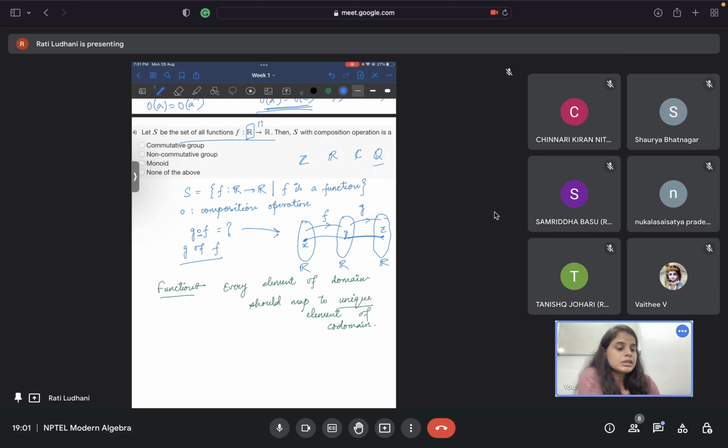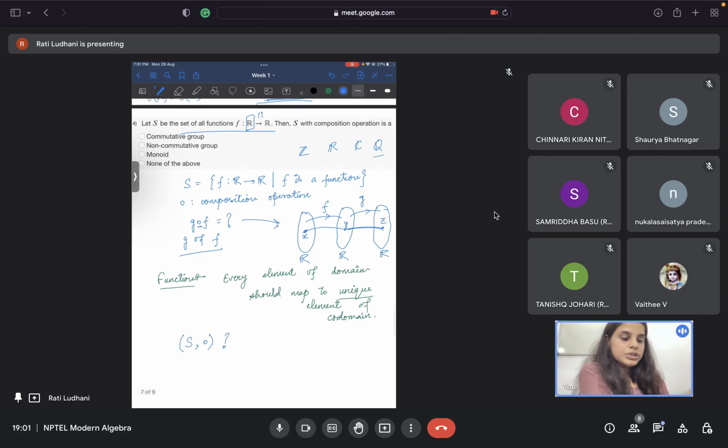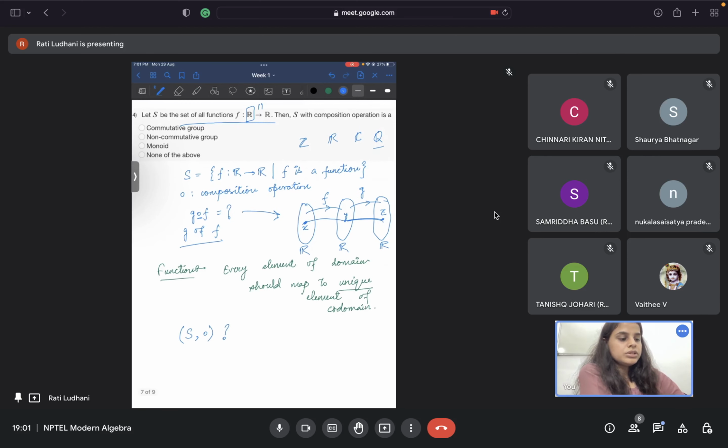So they are asking, if you take S with this composition, what is this? Is this a group, is this a commutative group, is this a non-commutative group, or maybe this is not a group, like a monoid or something. So you need to figure that out. For that, you should start with all four properties. Just try to check if not four, five, because commutativity we have also been asked. So let's check. Closure.